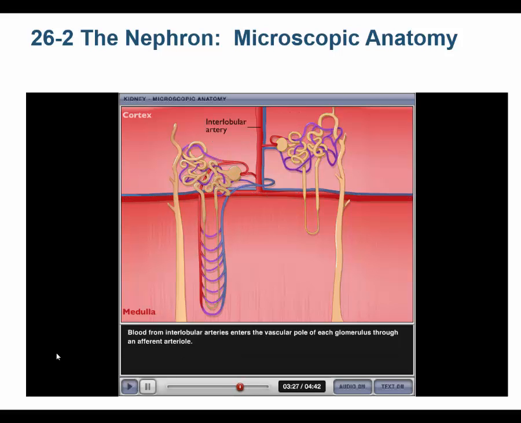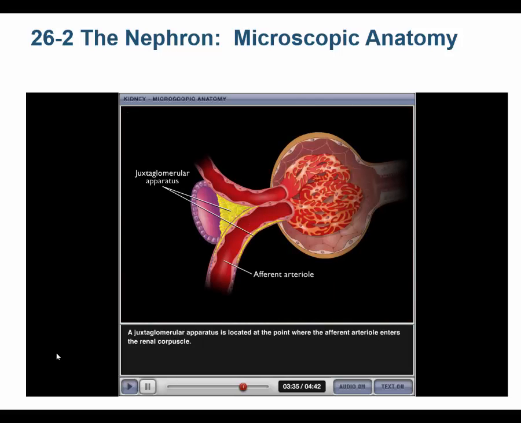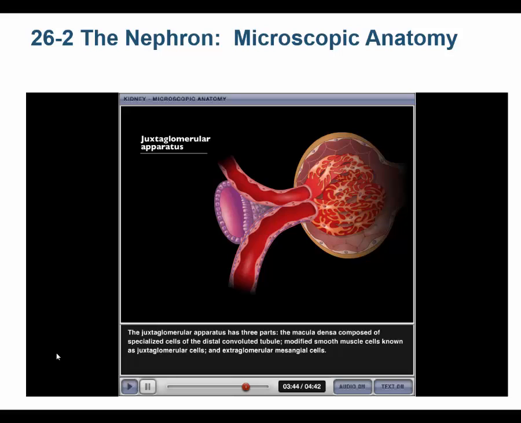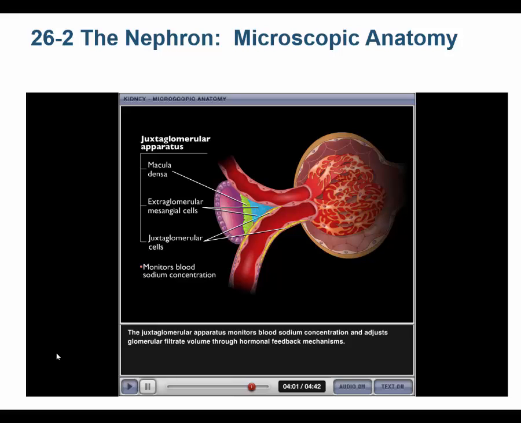Blood from interlobular arteries enters the vascular pole of each glomerulus through an afferent arteriole. A juxtaglomerular apparatus is located at the point where the afferent arteriole enters the renal corpuscle. The juxtaglomerular apparatus has three parts: the macula densa, composed of specialized cells of the distal convoluted tubule; modified smooth muscle cells known as juxtaglomerular cells; and extraglomerular mesangial cells. The juxtaglomerular apparatus monitors blood sodium concentration and adjusts glomerular filtrate volume through hormonal feedback mechanisms.